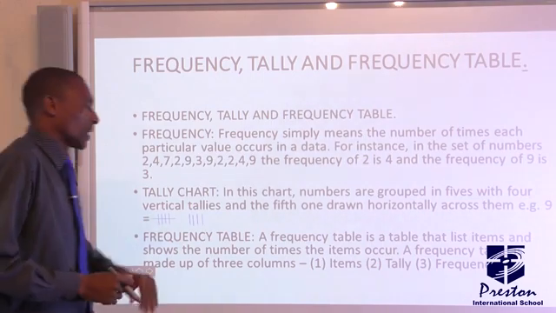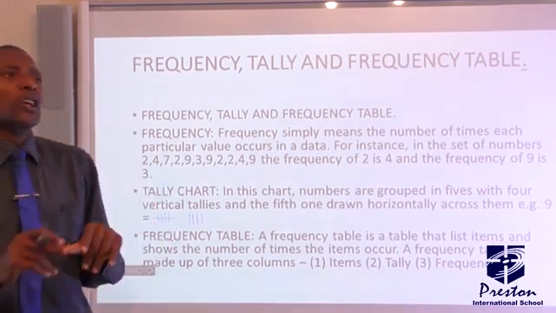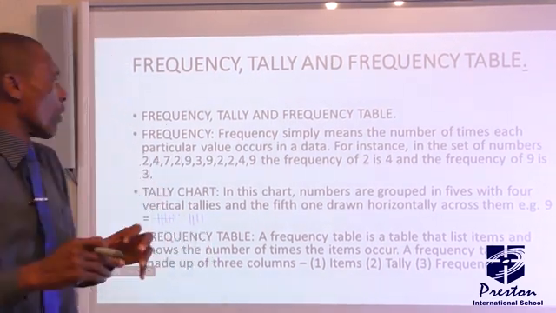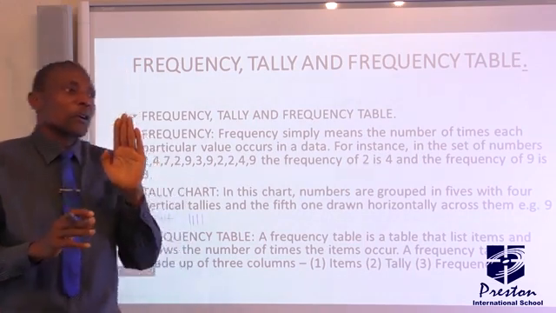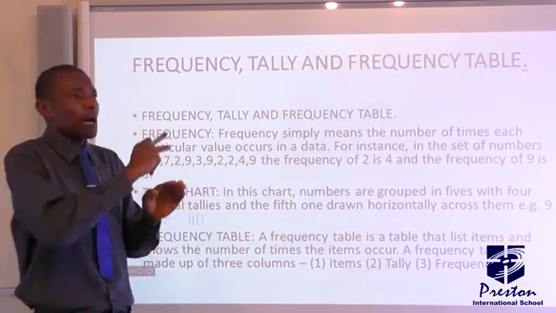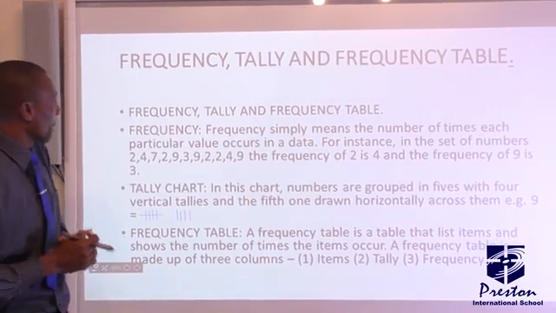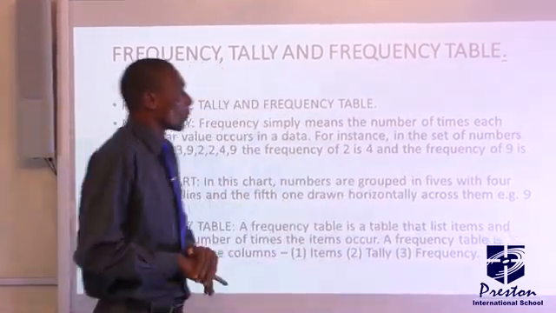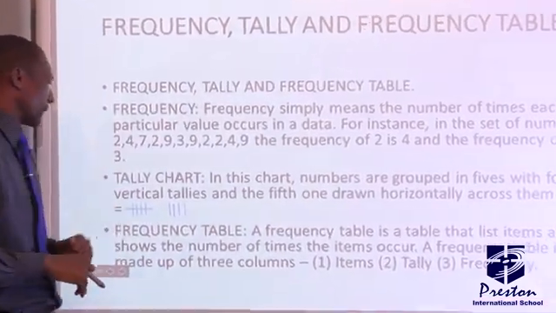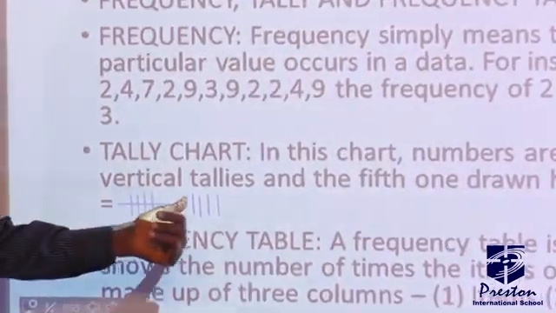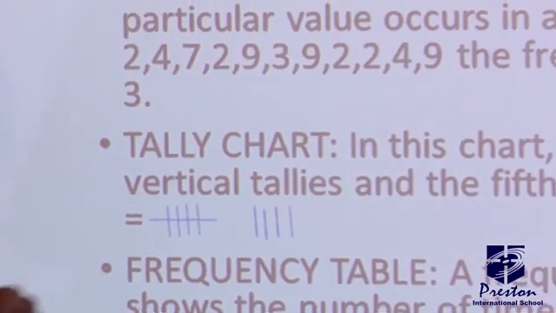Now what about tally chart? Tally chart is just a way of grouping numbers in fives. 4 vertical strokes and then a horizontal stroke across the 4, making 5. For example, if you want to get a tally chart for 9, I have 5 here, then I have another 4 strokes, making 9.